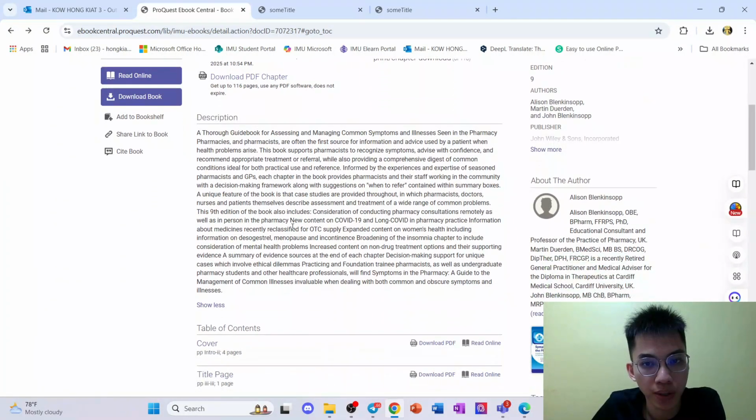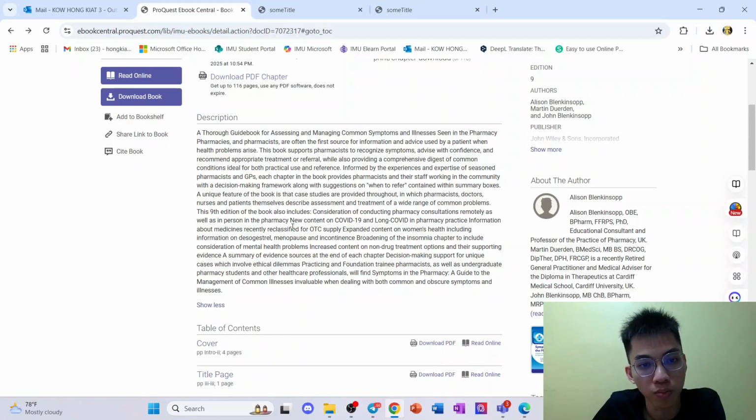Informed by the experiences and expertise of seasoned pharmacists and GPs, each chapter in the book provides pharmacists and their staff working in the community with a decision-making framework, along with suggestions on when to refer, contained within summary boxes. A unique feature of this book is that case studies are provided throughout in which pharmacists, doctors, nurses, and patients themselves describe assessment and treatment of a wide range of common problems.